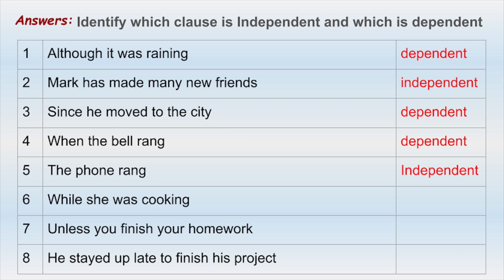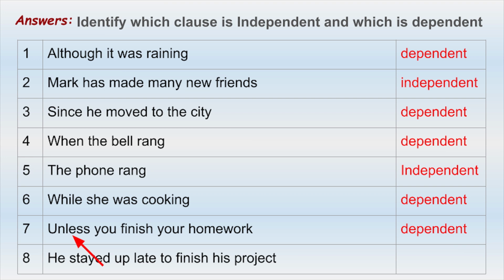Number 6, while she was cooking. The subordinating conjunction, while, makes this a dependent clause. It does not express a complete thought. While she was cooking, what happened? Number 7, unless you finish your homework. Again, this is a dependent clause. It starts with the subordinating conjunction unless.